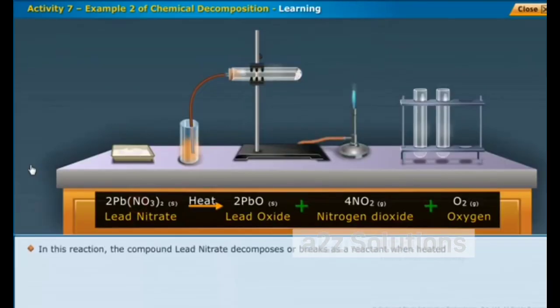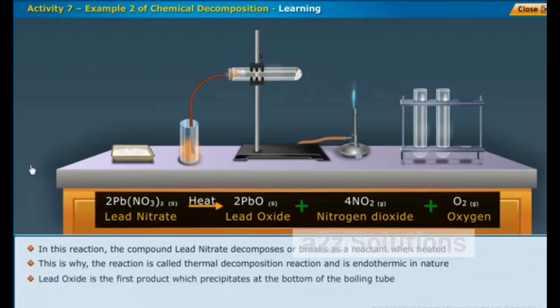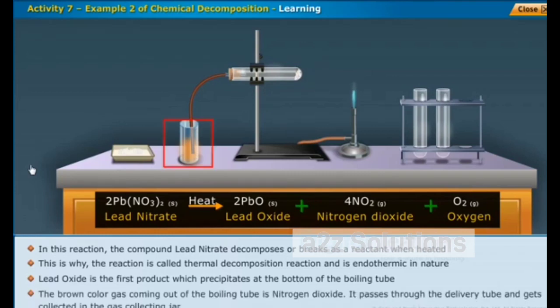In this reaction, the compound lead nitrate decomposes or breaks as a reactant when heated. This is why the reaction is called thermal decomposition reaction and is endothermic in nature. Lead oxide is the first product which precipitates at the bottom of the boiling tube. The brown color gas coming out of the boiling tube is nitrogen dioxide. It passes through the delivery tube and gets collected in the gas collecting jar.